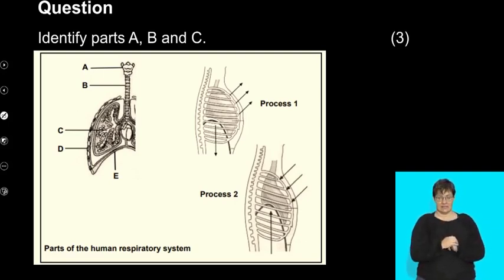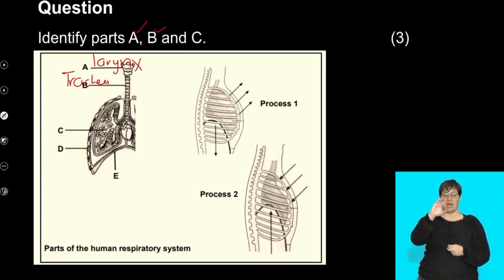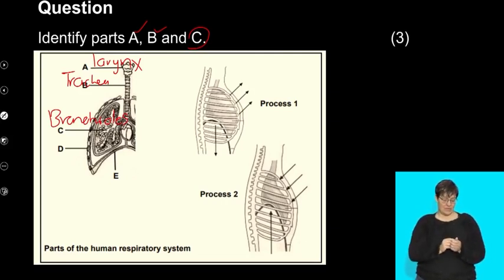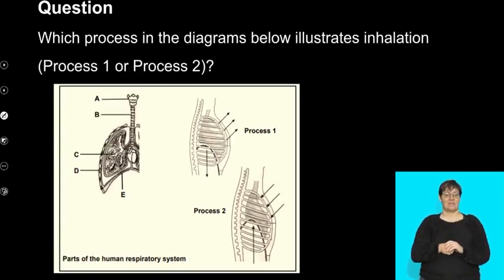It's really important that you know your structure. Number A is my larynx. Number B is my trachea. And number C, if you have a look, is going to be my bronchioles. They come up quite often, so you need to be able to spell them. So that's nice, 3 marks, just the structure on the system.